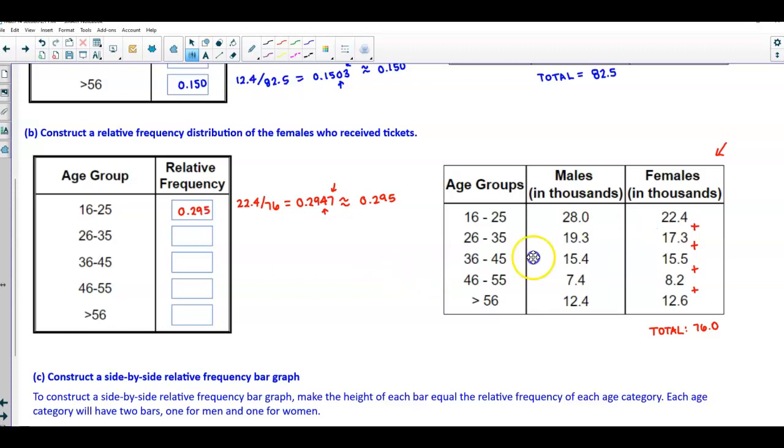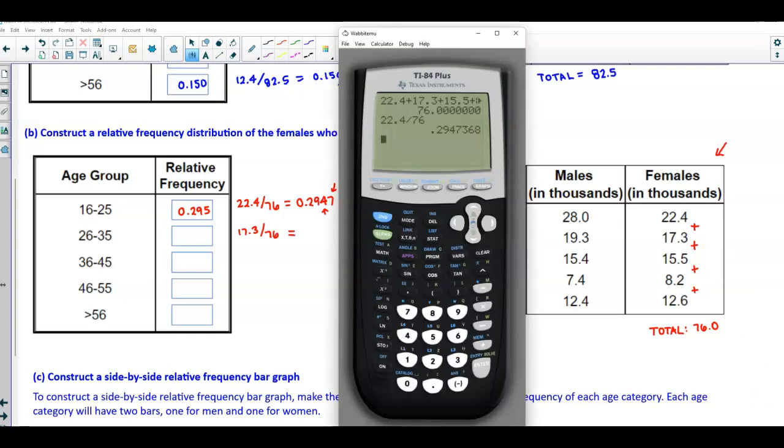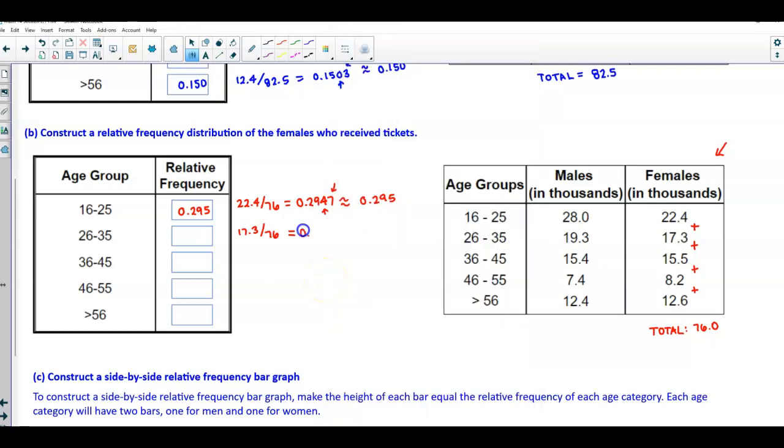Okay, the next value in the 26 to 35 group is 17.3. So we're going to take 17.3 and divide that by 76. That gives us 0.2276. This is our rounding digit. This is our testing digit. The testing digit is 5 or more, which means we need to round up. So we get 0.228.